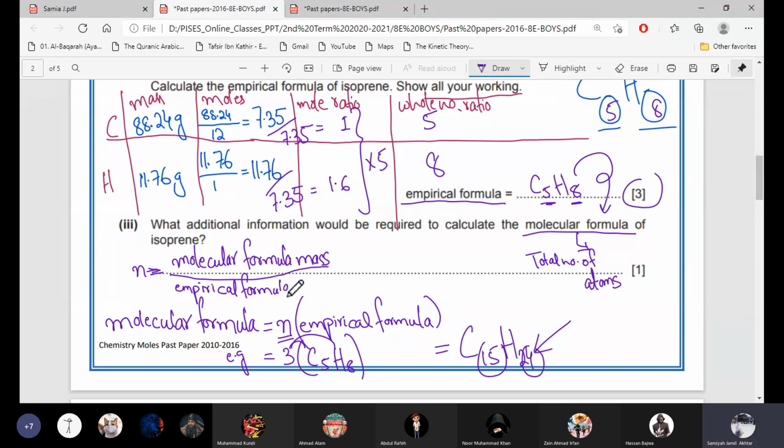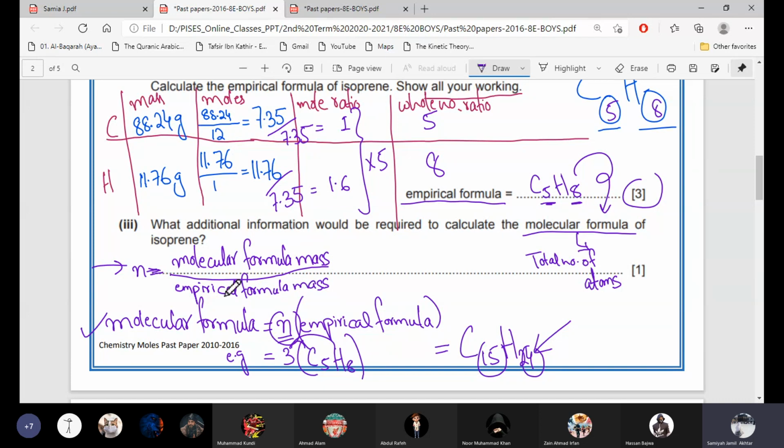Empirical formula mass. So these are the two formulas. To find the molecular formula, you have this formula: N times the empirical formula. And how do we find N? You will find N by this formula: molecular formula mass over empirical formula mass.